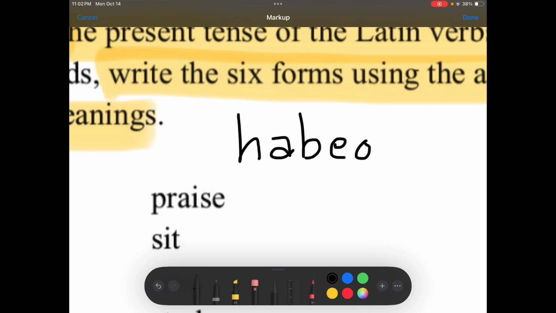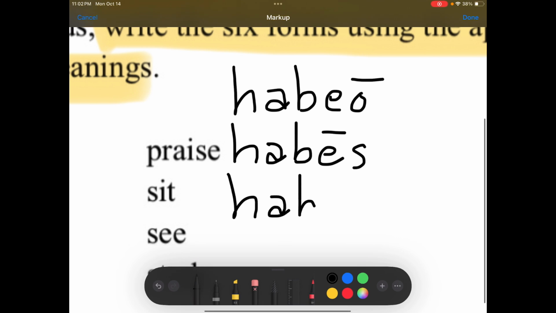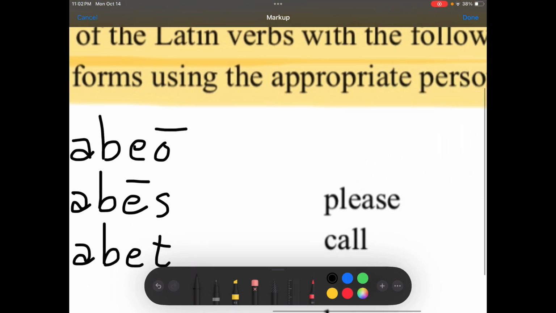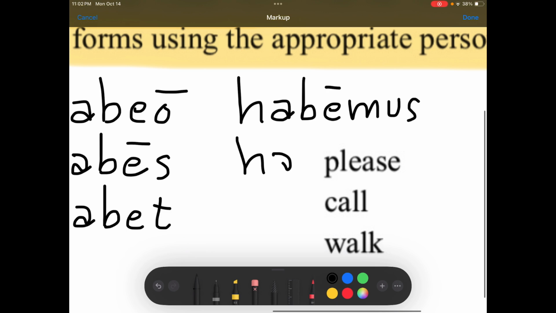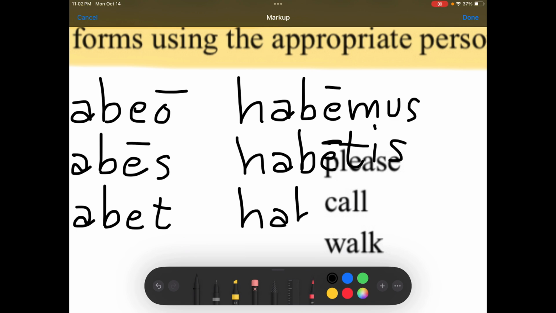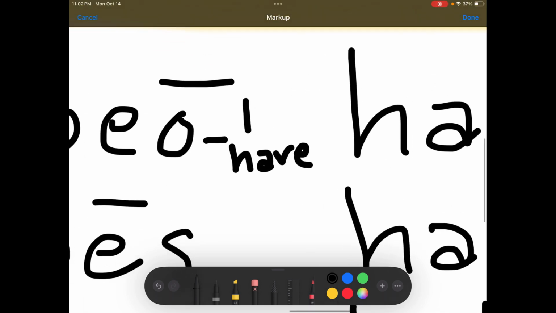Habeo, habes, habet, habemus, and some of you said these perfectly in the Ed puzzle. Habetis, sorry that's bumping up into my typing. Et habent. So those are the 6 forms. And then please also, in your notebook, write their English meanings for practice.